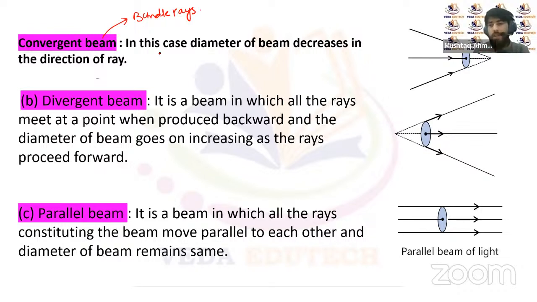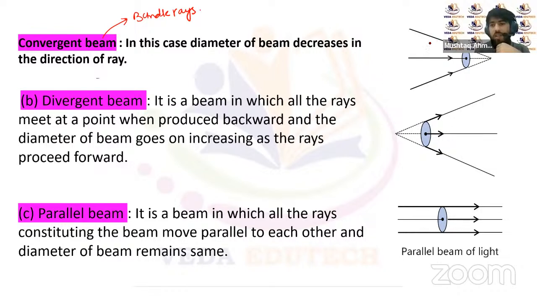Now there can be different types of beams. One we call a convergent beam, another is a divergent beam, and we have the parallel beam of light. So a convergent beam is the beam of rays of light which converge to a common point, right?